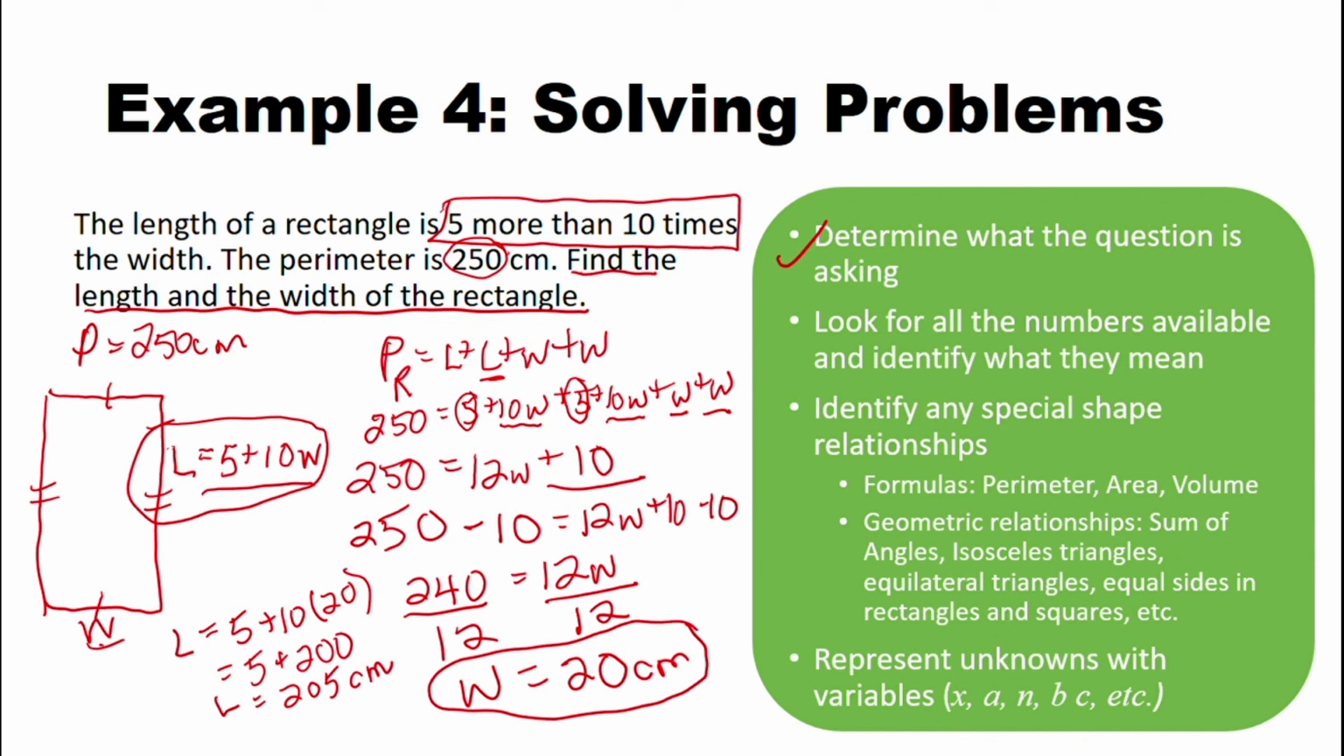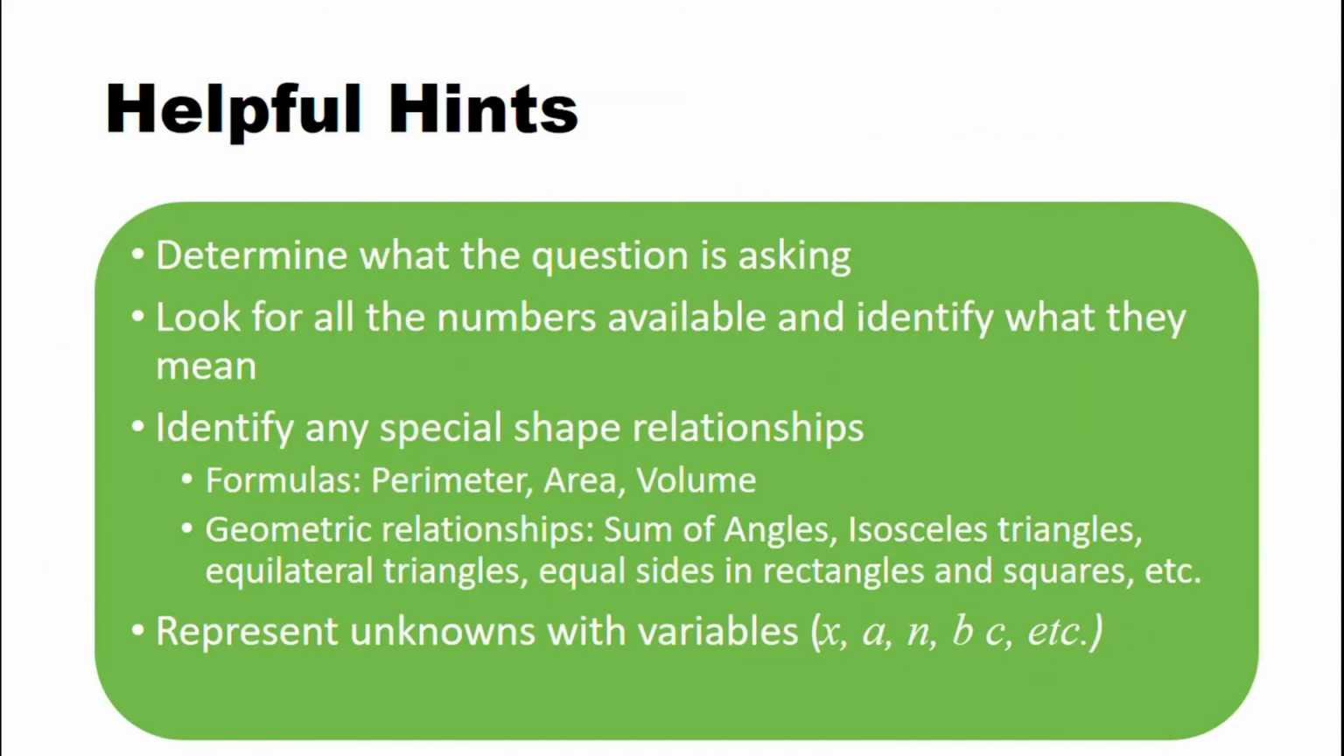5 more than 10 times the width. And so that makes sense. 10 times something is quite a bit. So it does make sense that it would be 200 and something. Okay, that's how to solve that more difficult algebraic problem.